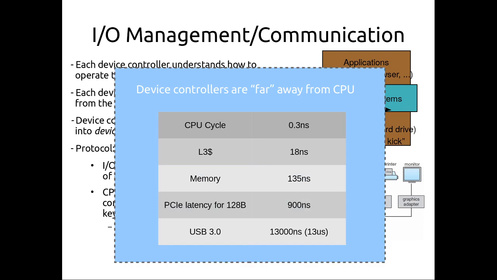So, if we look at the scale of some of these things, we know that a CPU cycle on a 3 gigahertz machine, slightly faster than 3 gigahertz, is about 0.3 nanoseconds.